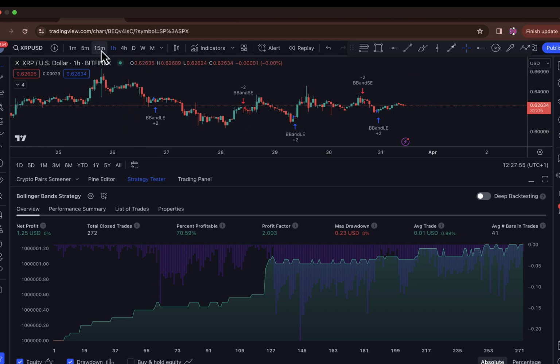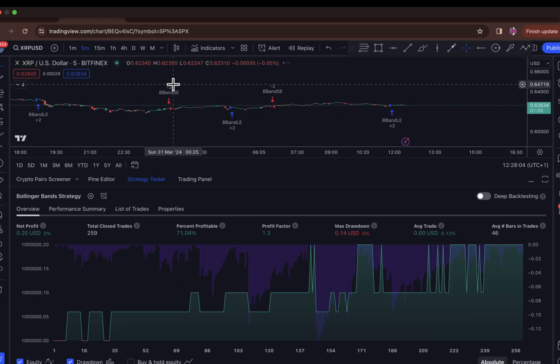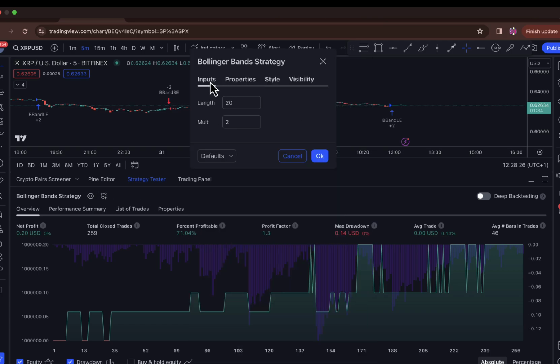I'm going to go to the 15 minutes time frame right here and see what's going to happen. It's still the same, 70%. 5 minutes time frame, it goes up to 71%. So that makes it a little bit more profitable on the 5 minute time frame. So what I'm going to do now is I'm going to go to the settings here and I'm going to make a lot of changes.